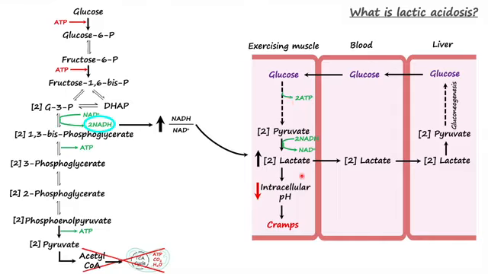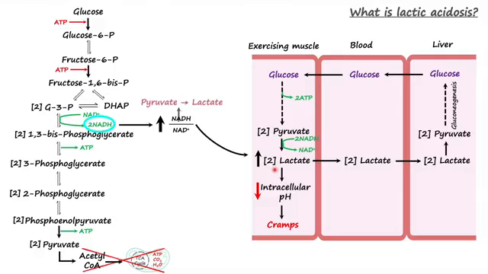So remember that the Cori cycle is basically the glucose which is synthesized in the liver from lactate produced in the skeletal muscle, and then glucose is reutilized in the muscle to synthesize energy. So this is one mechanism to prevent the accumulation of lactate in the muscle.